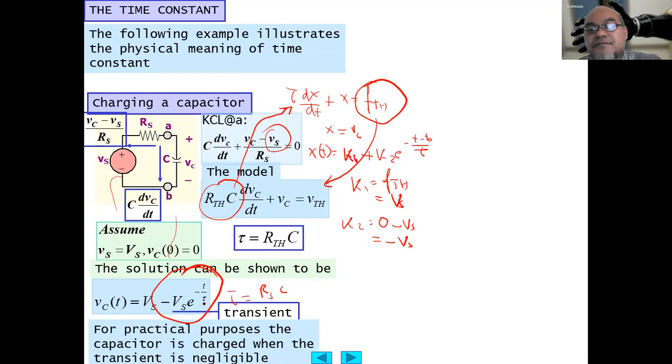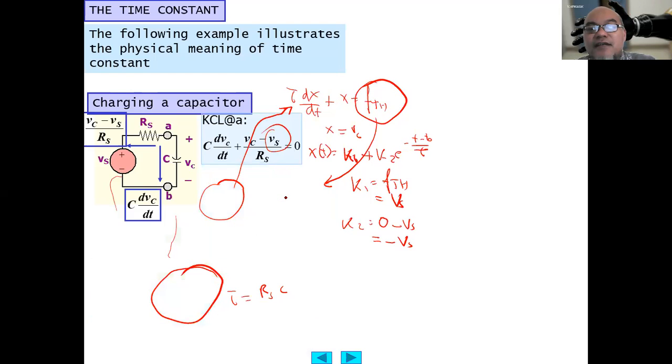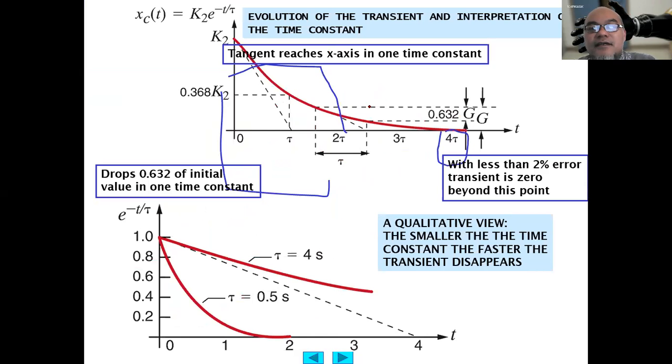At t equals 0, this exponent value becomes 1, so the voltage at the capacitor is Vs minus Vs, which equals 0. When t equals tau, this is exponent minus 1, which is 1 over e, about 0.368.